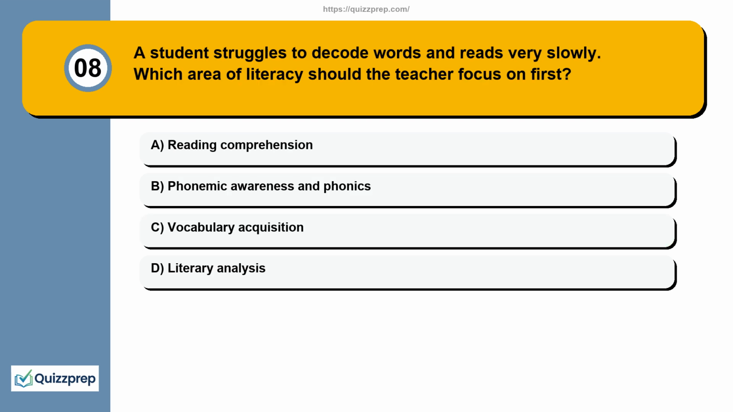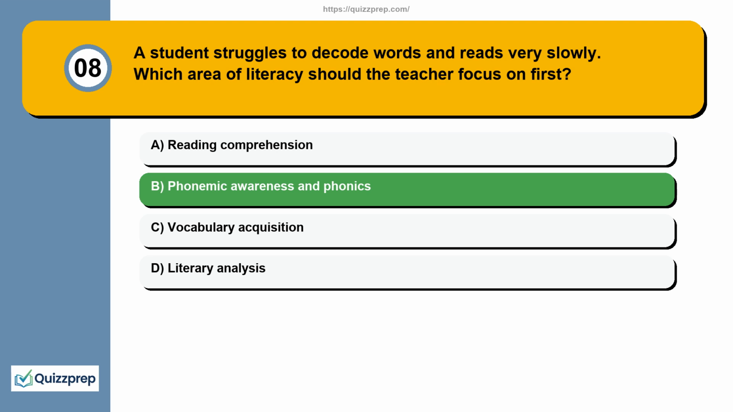Question 8. A student struggles to decode words and reads very slowly. Which area of literacy should the teacher focus on first? Here are your options. Option A. Reading comprehension. Option B. Phonemic awareness and phonics. Option C. Vocabulary acquisition. Option D. Literary analysis. The correct answer is option B.